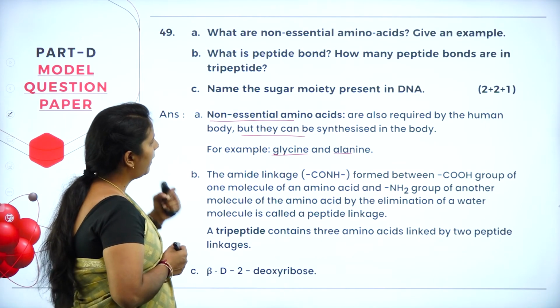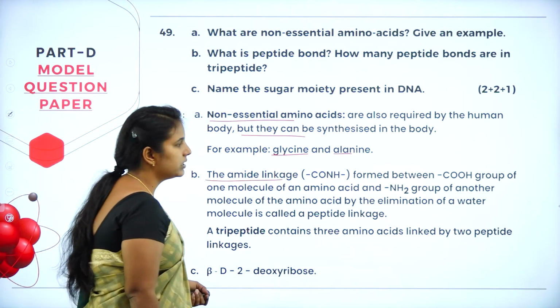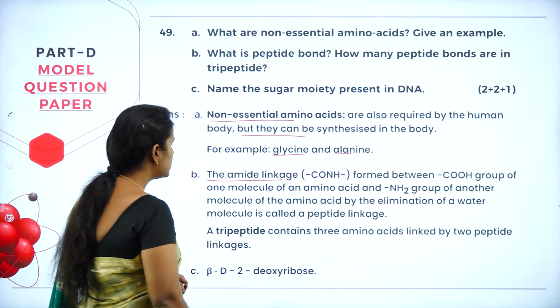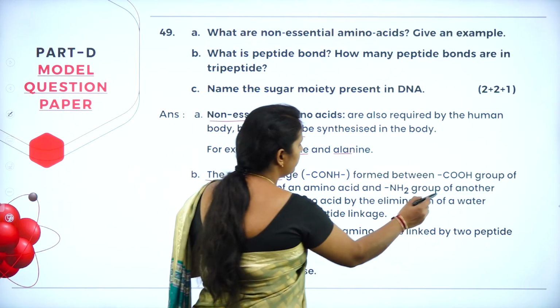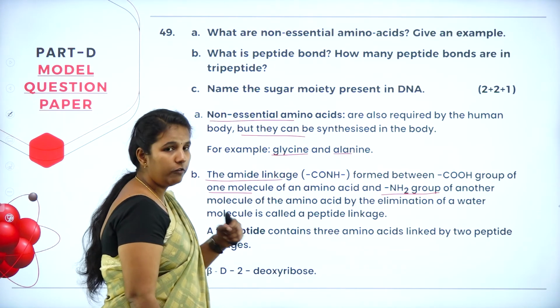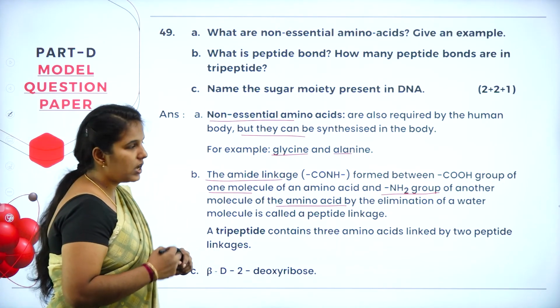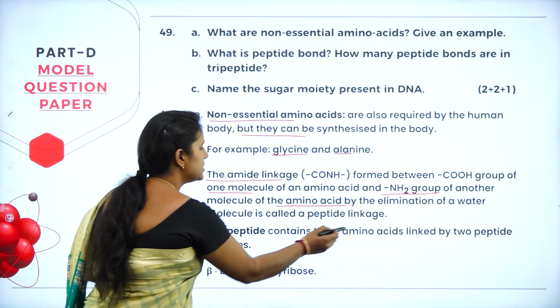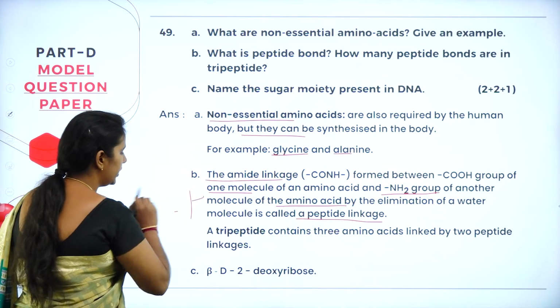Coming to the peptide bond, we know that it is an amide linkage which is formed between the carboxylic group of one molecule of amino acid and the NH2 group, that is the amine group, of another molecule of amino acid by the elimination of a water molecule. This is known as what? Peptide linkage. If you say what a peptide linkage is, you will get 1 mark.